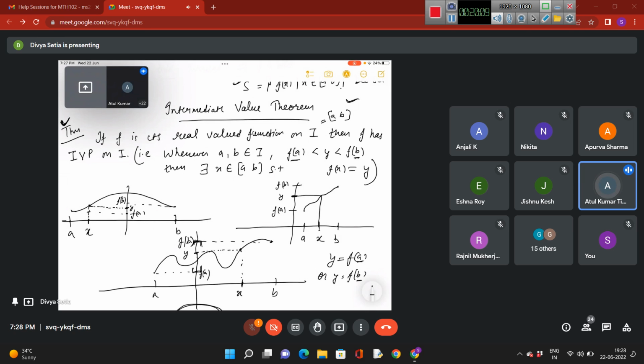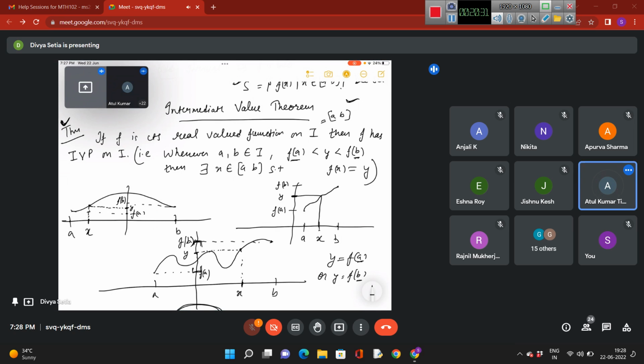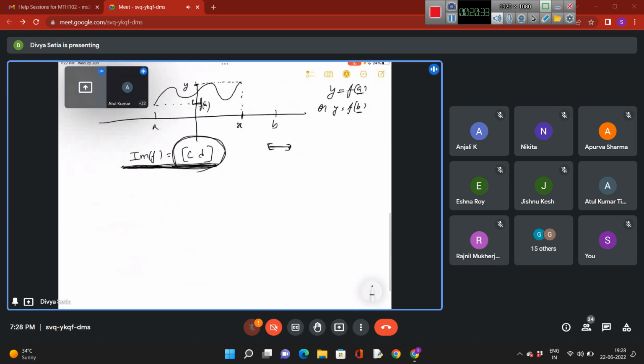Then if this image is of the form [c, d], this is just from the first theorem that we did. What is the need of the second one, this intermediate value theorem? We can just say the image is bounded from the first one. The first theorem says that f is bounded, the image is bounded, and it attains its maximum as well as its minimum. Fine.